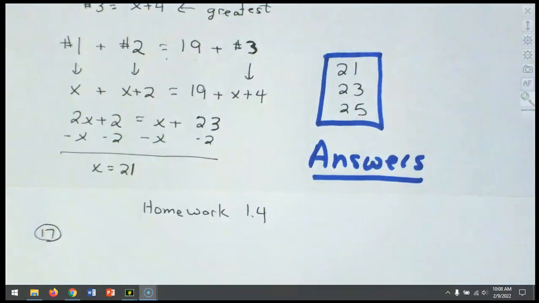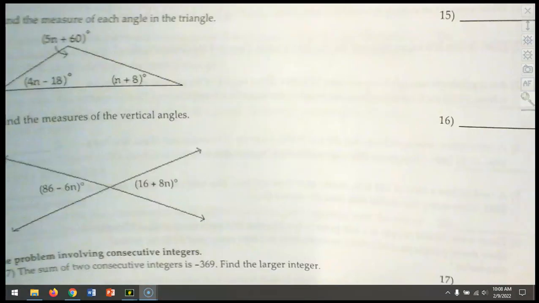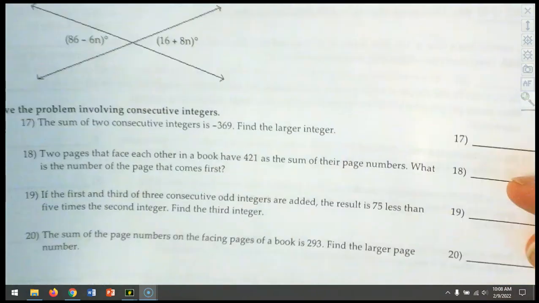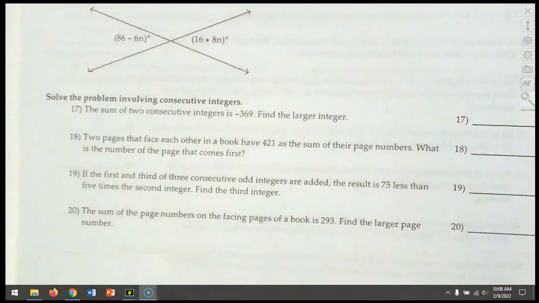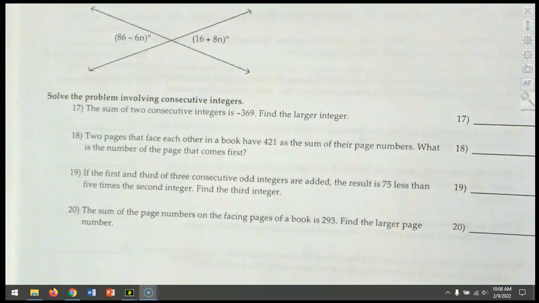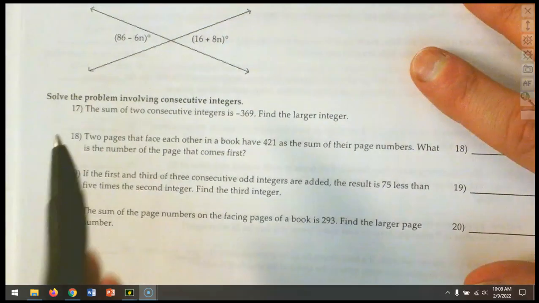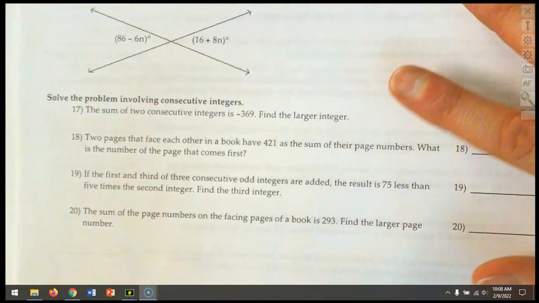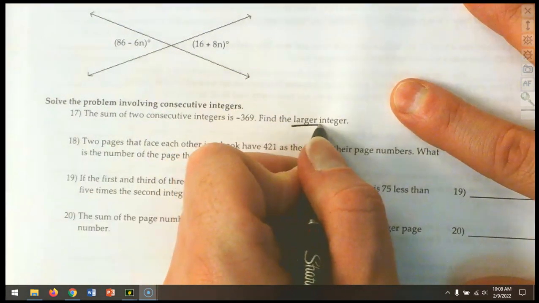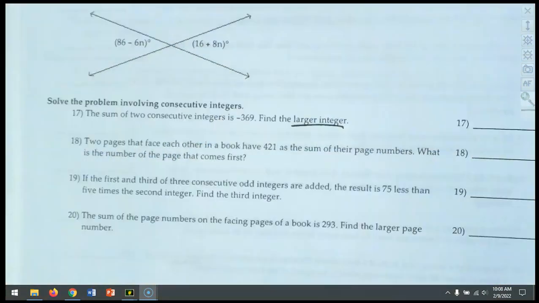And I'm picking this one because this is the one that has a negative number in it. And sometimes students work it all the way out, but then they get the wrong answer at the very end. Because this is what trips up students. Larger integer.